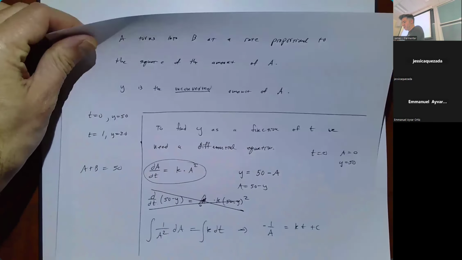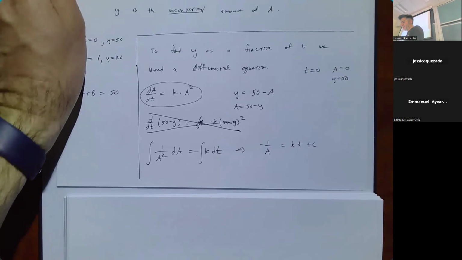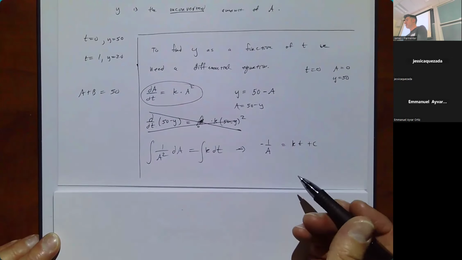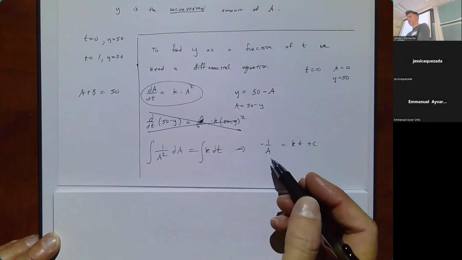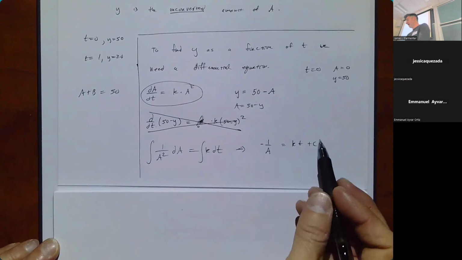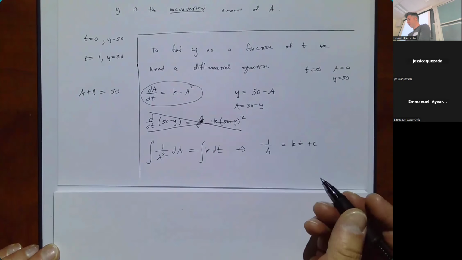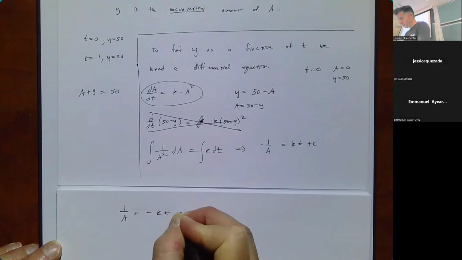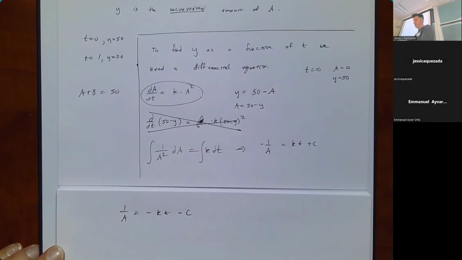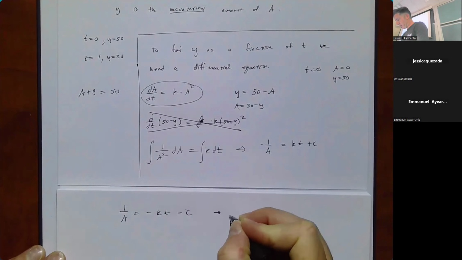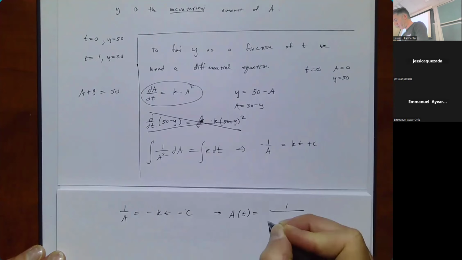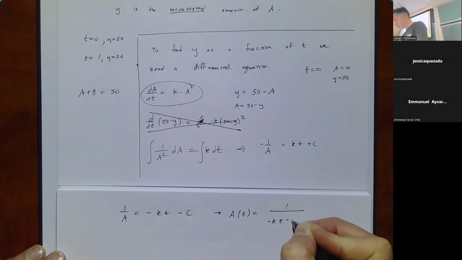So then we can solve for A. Watch this real quick. I'm going to multiply both sides by negative 1. I think in class she actually does multiply by negative 1. You can get away with not doing that, but let's do it that way. So 1 over A is equal to negative kt minus c. And then we take the reciprocal of both sides, so that A as a function of t is equal to 1 over negative kt minus c.